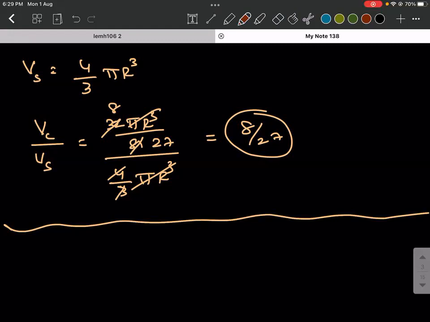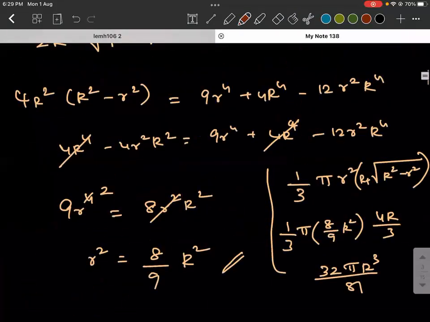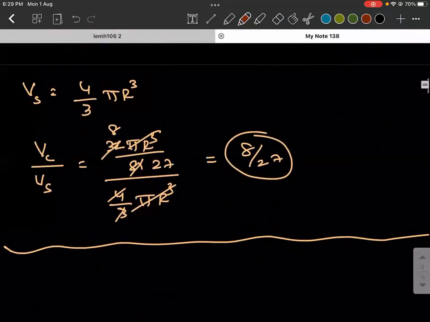You have to substitute; otherwise you cannot find it. Small r² is 8 by 9 capital R². So when you do the second derivative, wherever you have small r², you have to replace it with 8 by 9 capital R². You have to substitute that and show that the final value is less than 0.